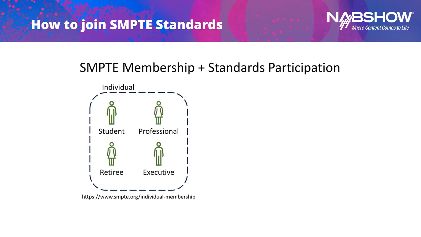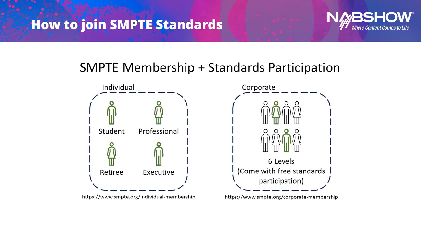You can get a SMPTE membership, and on top of that SMPTE membership, there's an additional add-on. It's a standards participation. Once you have that, you are in the standards community, and that's the community which is developing our standards. There are two ways you can do this, either as an individual or as a corporation. As an individual, there are 4 packages. It starts with retirees, students, professionals, and executives. Different price levels, different sets of features, but there's something for everybody. And I think the student one is $50, I think.